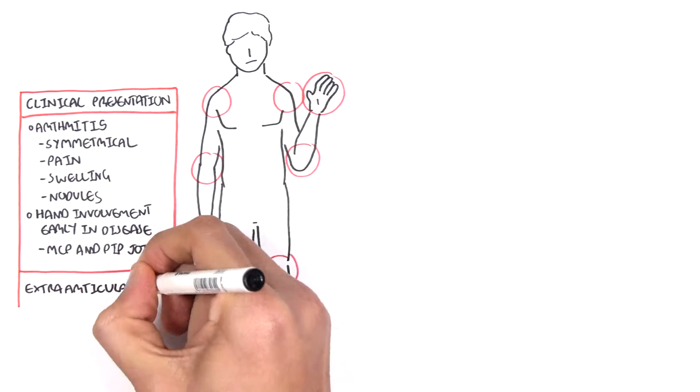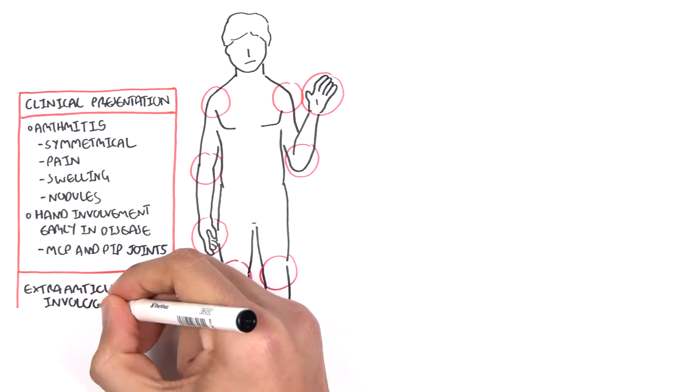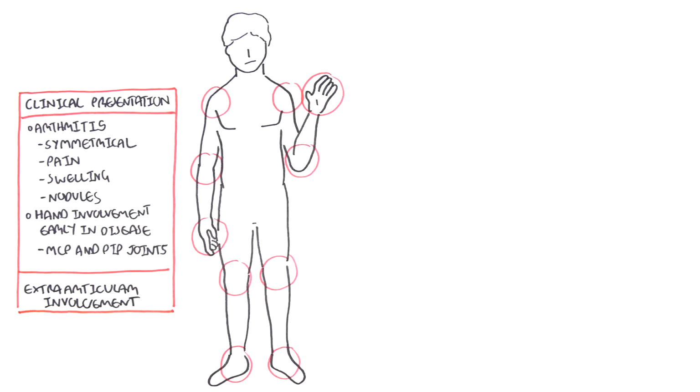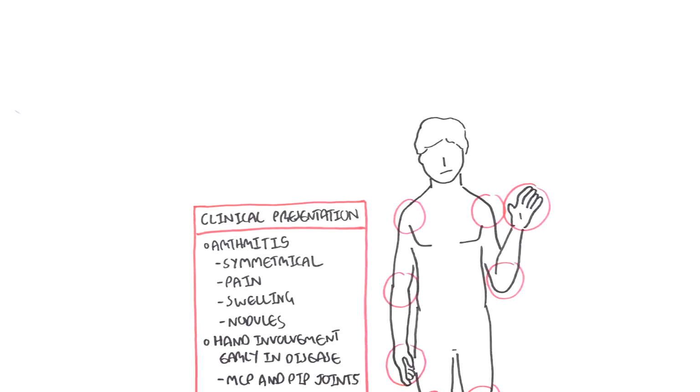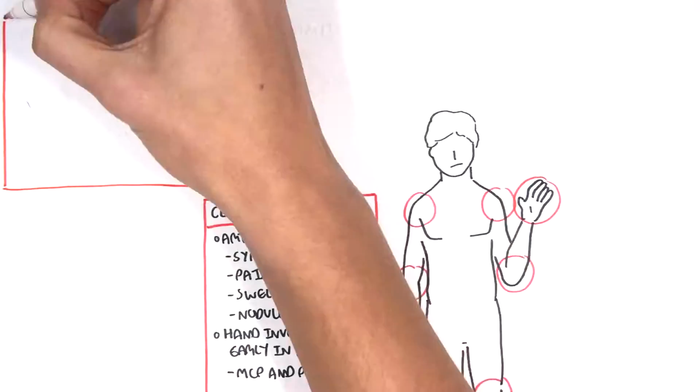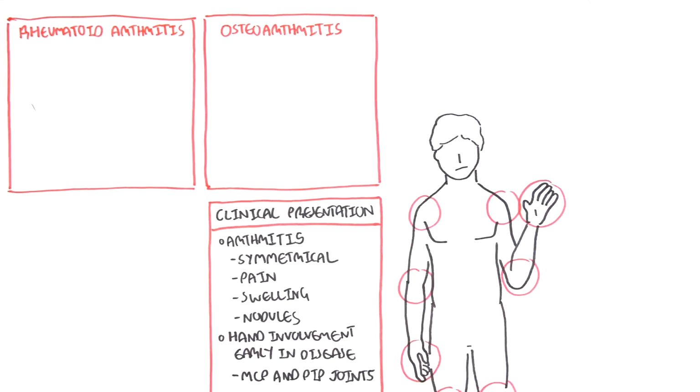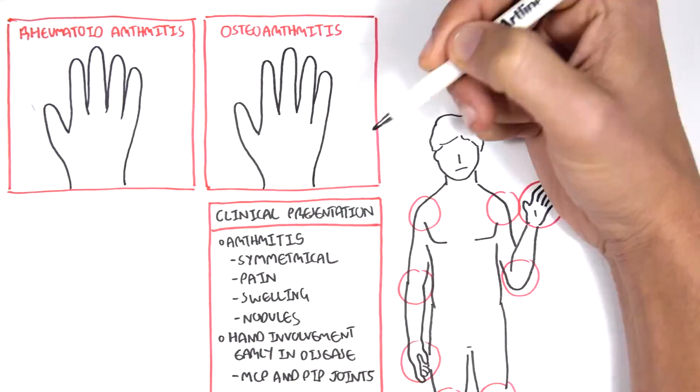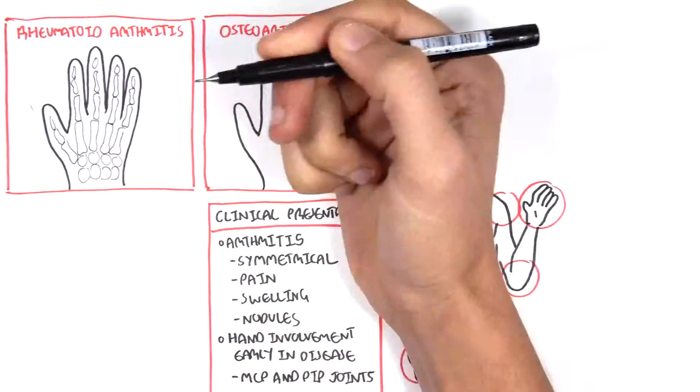In rheumatoid arthritis, there's also extra-articular involvement, which we will look at later on. But first, let us look at the hand involvement in rheumatoid arthritis and see how it differs to osteoarthritis. So here is rheumatoid arthritis and osteoarthritis.